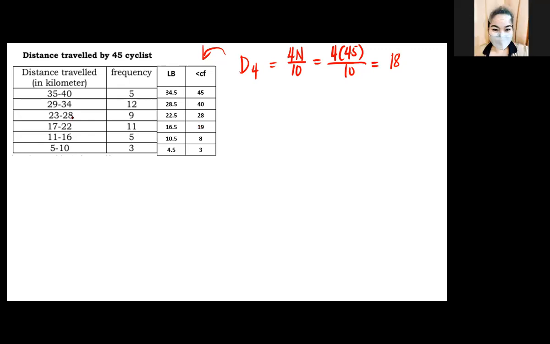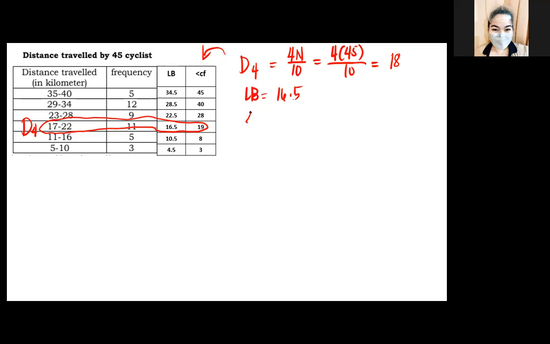Pag class ang tinatanong sa inyo, anong bracket ibig sabihin? So, anong class po? Included sa 18. 17 to 22, ma'am. Baka kasi mamaya tanungin kayo saan siyang class included, di nyo alam yung sagot niyo. So this is our Decile 4 class. Doon natin makikita yung lower boundary ng Decile 4. So that is 16.5.